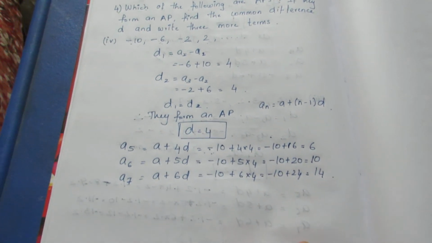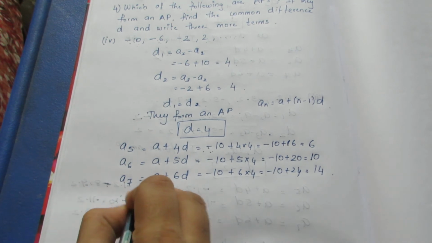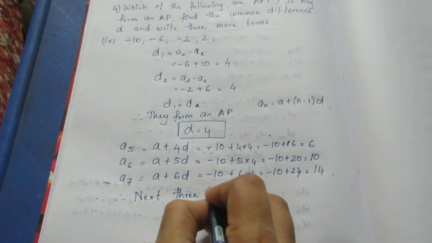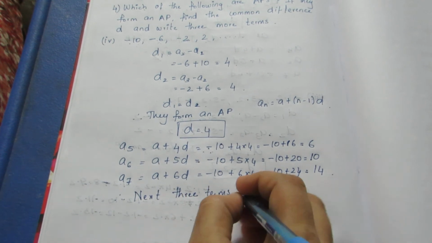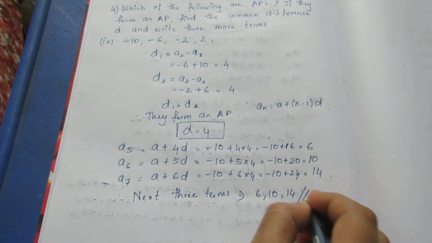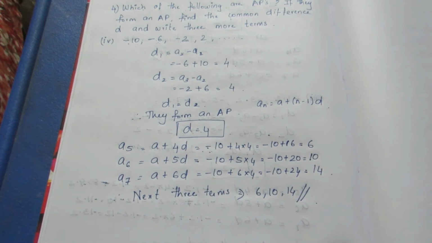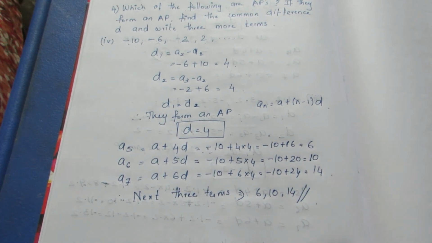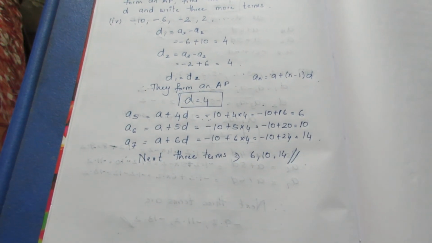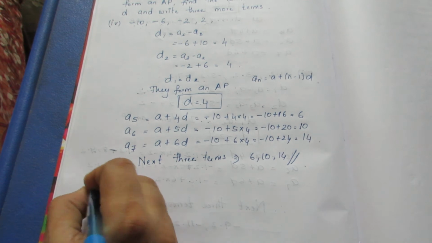Therefore, we need to write the next 3 terms. The next 3 terms are 6, 10 and 14. This is the final answer. If it is in AP, we need to find the common difference and also the next 3 terms. So we have found it. We'll move on to the next, the fifth sum.